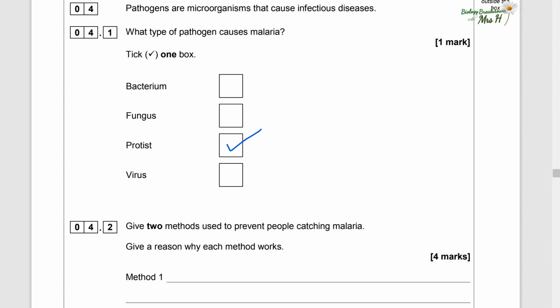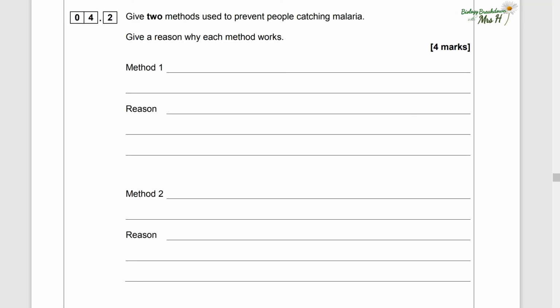Give 2 methods used to prevent people catching malaria. Give a reason why each method works. So method 1, I think, is the most obvious one. That would be to use mosquito nets at night time. This will avoid being bitten while you're sleeping.